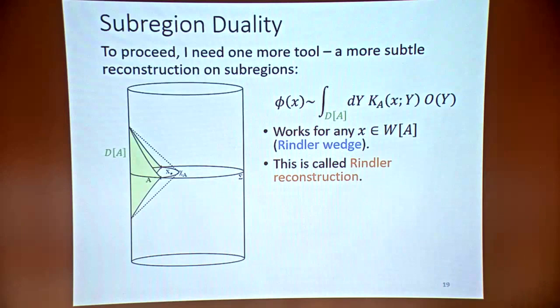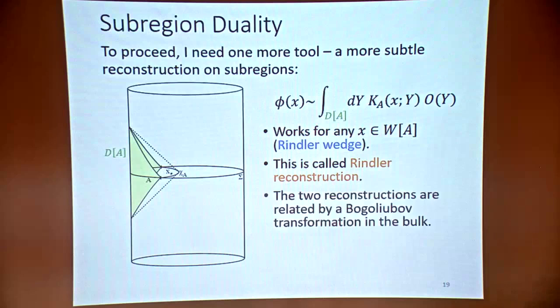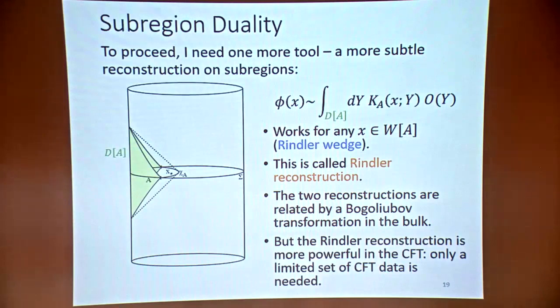This construction is therefore also called Rindler reconstruction. And the two reconstructions that we have mentioned so far, the Rindler reconstruction and the global reconstruction, are related by a Bogoliubov transformation in the bulk. So they describe the same bulk operator. But the Rindler reconstruction is more powerful in the CFT.